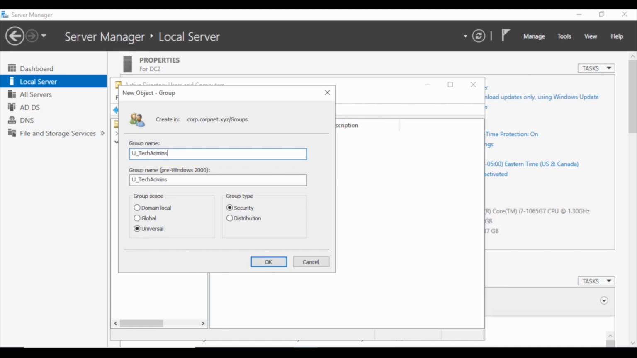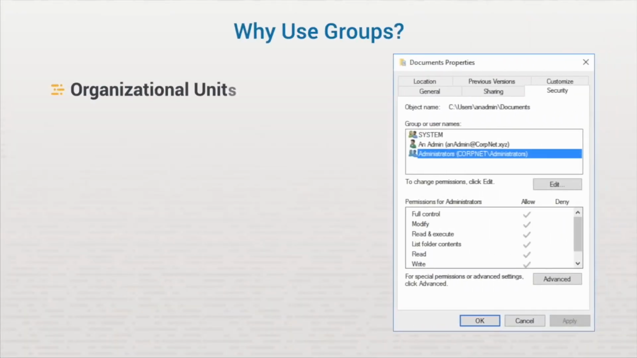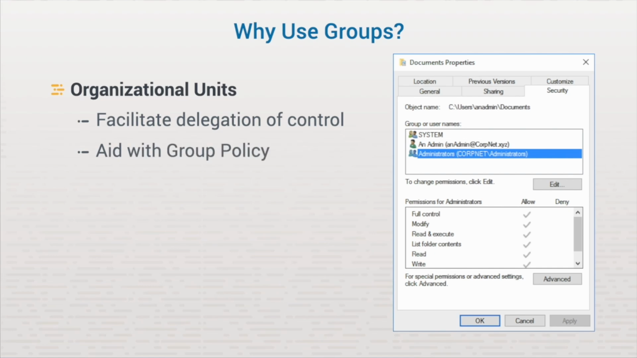management easier. However, a common question students ask is, if I have OUs, or organizational units, why do I need groups? The answer to that question is that OUs allow you to organize users and computers together to facilitate delegation of control and to help with group policy, but they're not security principals. For example, you may have all your HR users grouped together in an OU named HR, but this won't help when assigning rights to shares or assigning rights in group policy because you can't add the HR OU when configuring rights from the Security tab.